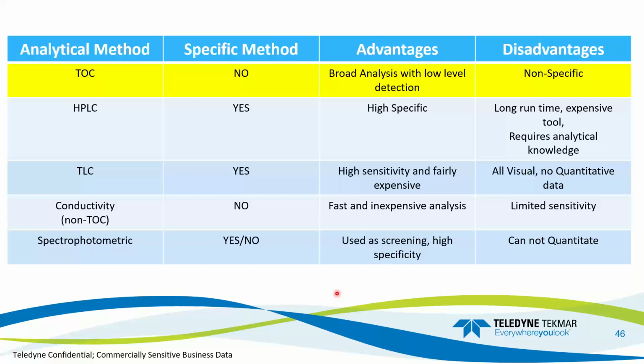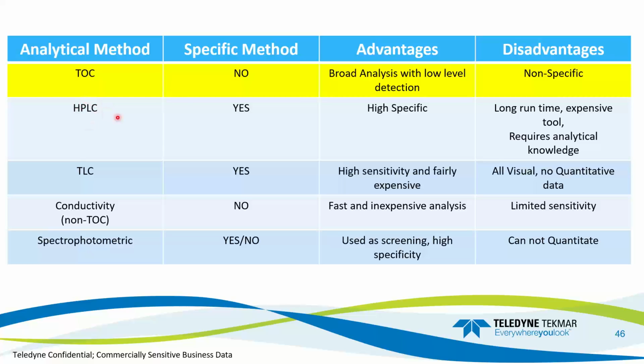Carbon is the basic building block of a lot of things. So we want to make sure that when we do pharmaceuticals, especially for water for injection, where it has to be less than 50 ppb of TOC, we are analyzing it to the best abilities that we can. So TOC here, not a specific method. It has a broad analysis with low-level detection. And disadvantages, it won't tell you what compound it is. It will just tell you that it's carbon.